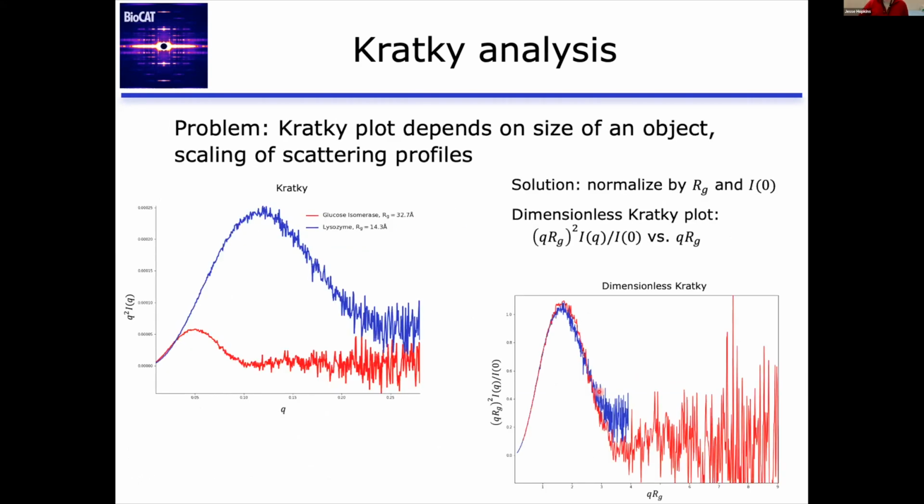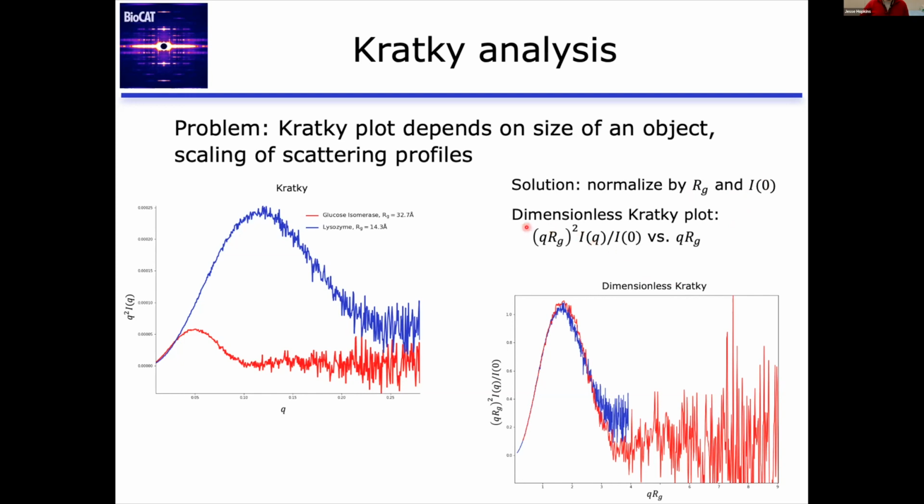Now, there is an issue with the classic Kratky plot. The issue is that the Kratky plot depends on the size of the object and the scaling of the scattering profiles. So here on the left, I'm plotting glucose isomerase and lysozyme, which are both quite compact globular objects, very similar in shape. But the Kratky profiles here look very different because they're very different sizes and at different concentrations. And so what we can do is collapse this information, remove the size and the scaling by normalizing by the radius of gyration and I of 0.